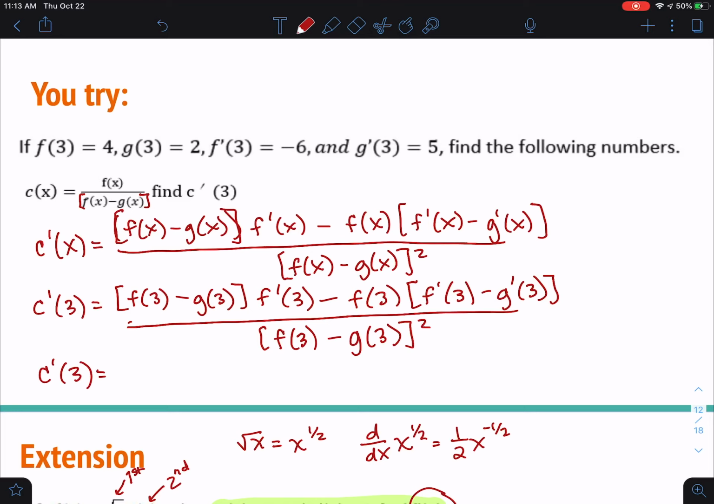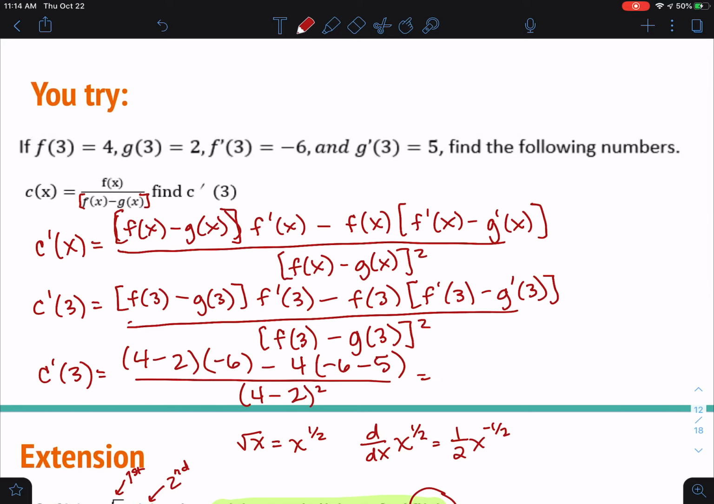So f of 3, using the information they give us, is 4. G of 3 is going to be 2. F prime of 3 is going to be -6, minus f of 3, which is 4, times f prime of 3, which is -6, minus g prime of 3, which is 5. All of that over f of 3 minus g of 3 squared. So f of 3 is 4 minus g of 3, which is 2, squared.